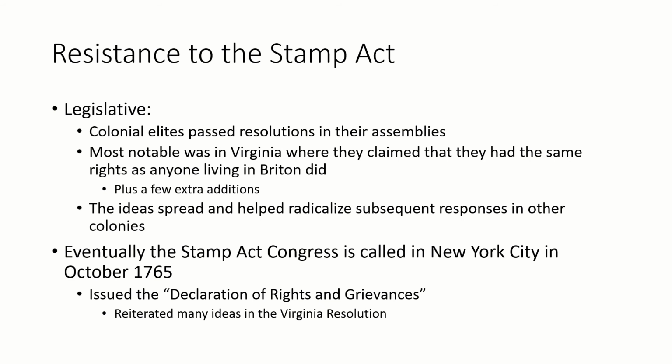When the Virginia Resolves were printed throughout the colonies, however, they often included extra, far more radical resolutions that the Virginia House of Burgesses didn't actually pass. And one of those asserted that only the General Assembly of the colony has any right or power to impose any taxation, and that anyone who argued differently shall be deemed an enemy to His Majesty's colony. So that was not actually in there, but it was printed as though it was. These additional items spread throughout the colonies and helped radicalize subsequent responses in other colonial assemblies. These responses eventually led to the calling of the Stamp Act Congress in New York in October of 1765.